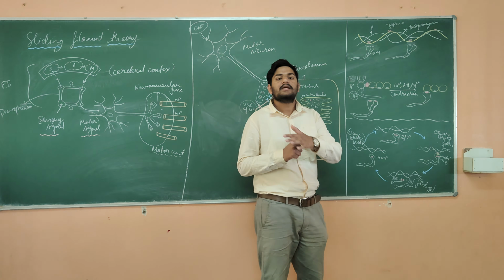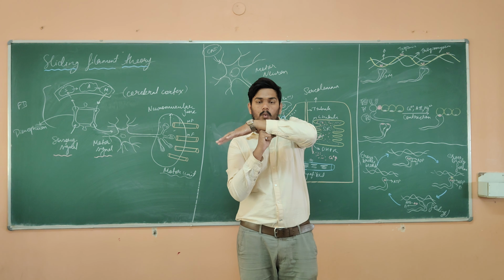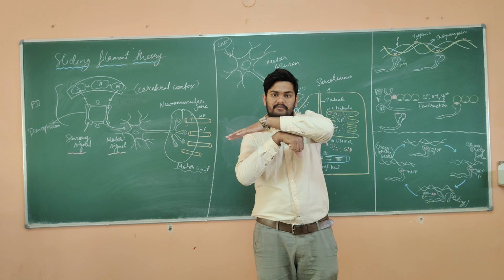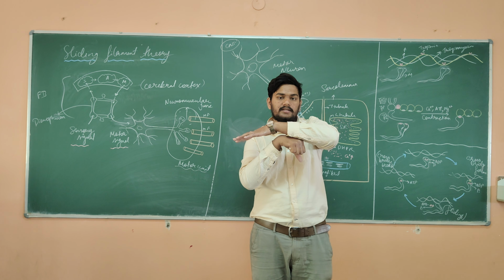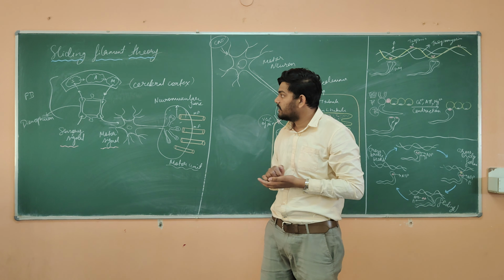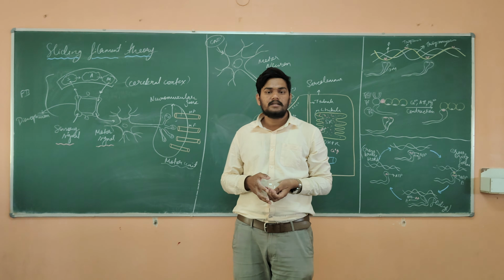A new ATP will bind, and once the new ATP binds, again the cross bridge will break. It means the cross bridge will break when a new ATP binds. Then the myosin head will break the ATP and utilize the same energy to make the cross bridge again. Once the cross bridge is made, then actin will slide on the myosin. When the sliding finishes, again a new ATP will come, and again the cross bridge will break. Clear? So this is your sliding filament theory. I hope all of you understood this thing. Thank you.